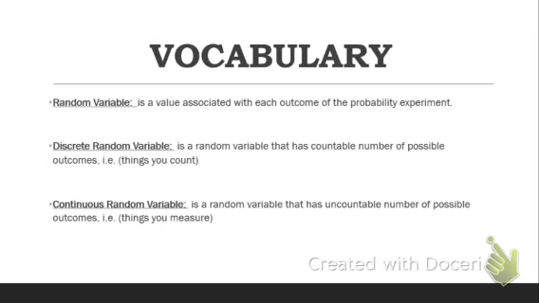Let's review essential vocabulary. Random variable is a value associated with each outcome of the probability experiment. Discrete random variable is a random variable that has countable numbers of possible outcomes, for example, things you can count. Continuous random variable is a random variable that has uncountable number of possible outcomes, and it's things you can measure.